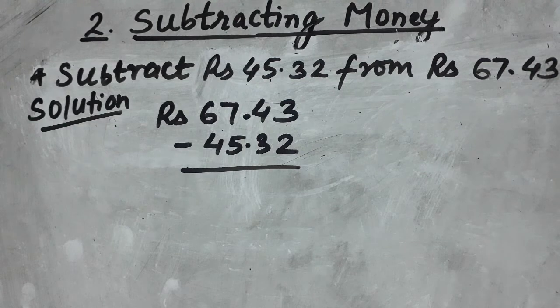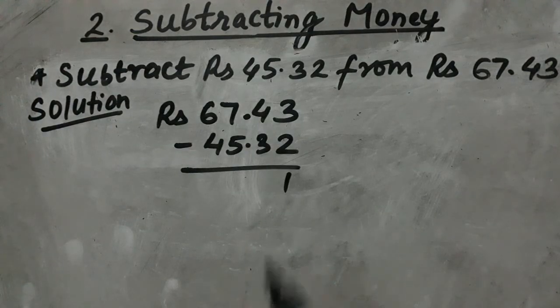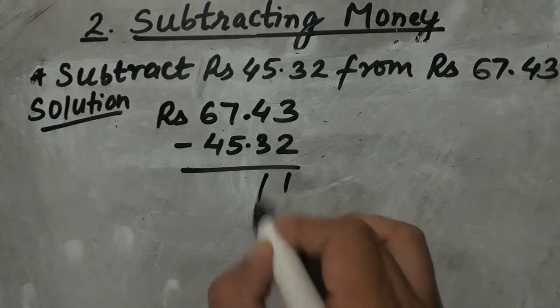Now students, let's subtract. Before subtracting, keep in mind that the decimal point must lie vertically straight. Here we are going to subtract from right towards left. So 3 minus 2 is 1. Similarly, 4 minus 3 is also 1.